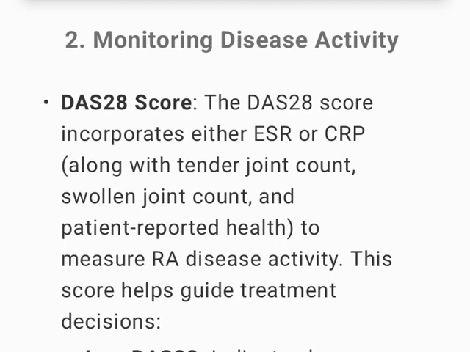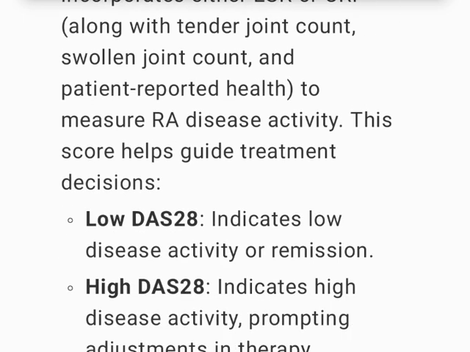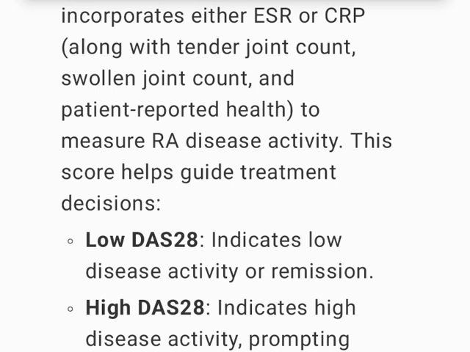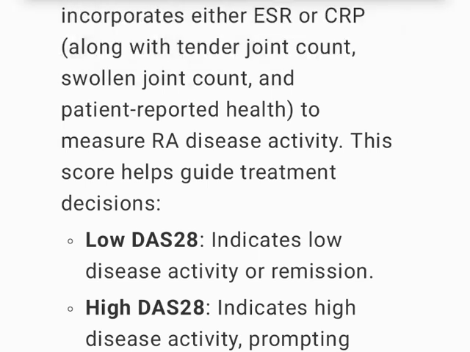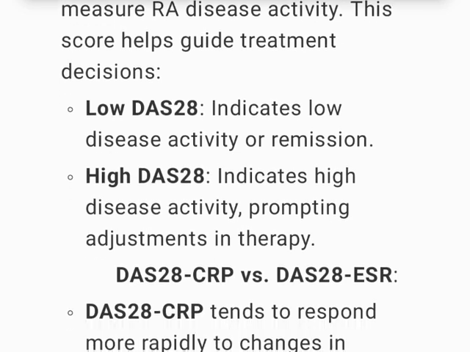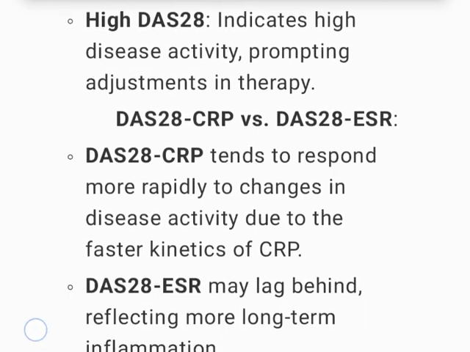2. Monitoring disease activity. DAS28 score. The DAS28 score incorporates either ESR or CRP, along with tender joint count, swollen joint count, and patient-reported health to measure RA disease activity. This score helps guide treatment decisions. Low DAS28 indicates low disease activity or remission. High DAS28 indicates high disease activity, prompting adjustments in therapy.